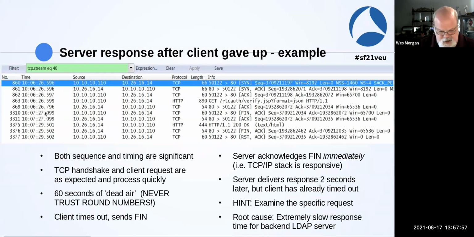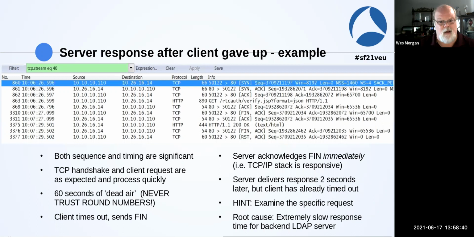And here's a general tip for network analysis. Never trust round numbers. If you see something that is consistently occurring after 30 seconds, plus or minus a few milliseconds, 60 seconds, 120 seconds, that is almost always indicative of a timeout, whether it's on the client, the server, or an intermediate device. But that's almost always your clue that something has run up against a limit, a configured limit. And that's what happens here.